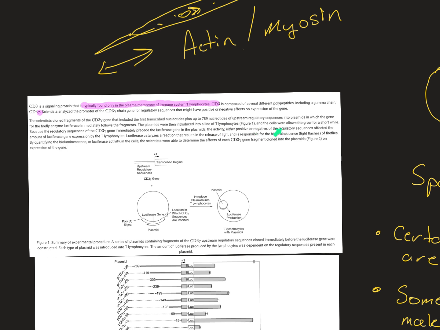That copies your DNA. The cells were allowed to grow in a short while because the regulatory sequence of CD3 immediately preceded the luciferase of the plasmids. The activity, either positive or negative, of the regulatory sequence affected the amount of luciferase gene expression by the T lymphocyte. Luciferase catalyzes the reaction that results in the release of light and is responsible for bioluminescence, light flashes of fireflies. By quantifying the bioluminescence of luciferase, the scientists were able to determine the effects of the CD3 gene fragment cloned into the plasmids on the expression of the gene.